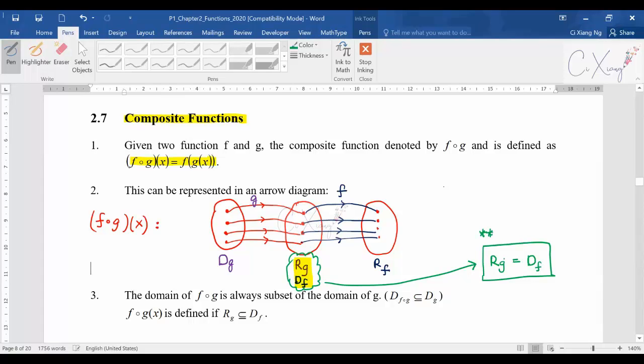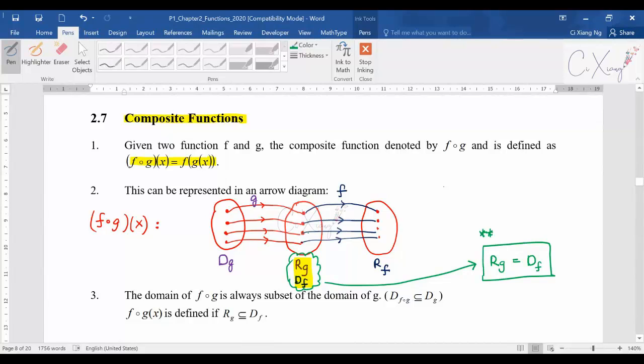Okay, so how do I know this result? It is because of the arrow diagram here. You can see that this set of values is actually the same, and it belongs to the range of G. It also belongs to the domain of F.